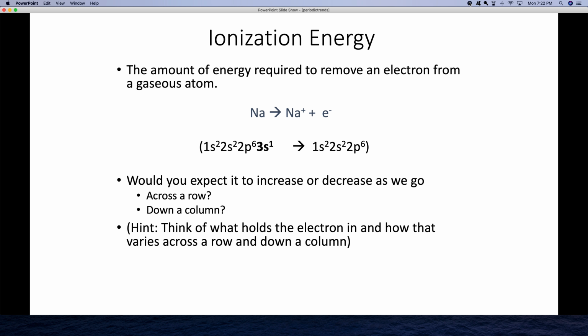So as you go across a row or down a column, would you expect the ionization energy to increase as we go across a row, or decrease? Same with down a column. Think about what holds the electron in and how that varies across a row and down a column. Hit pause on the video, see what you can figure out, and then go ahead and hit play and go to the next slide.